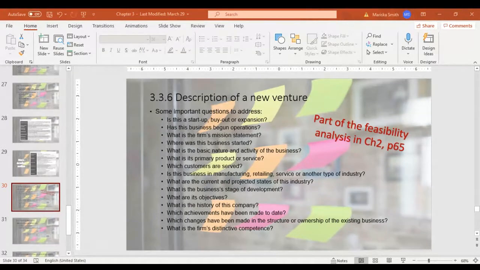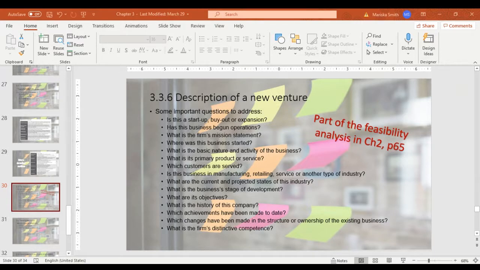And this is part of the feasibility analysis that we did in chapter 2, which is on page 65. So you're more than welcome to go back to the feasibility analysis in chapter 2. Remember, the feasibility analysis is essentially just that we have to determine how feasible this idea or product is that we want to launch in the market. Okay, so this ties in really well with a feasibility analysis.